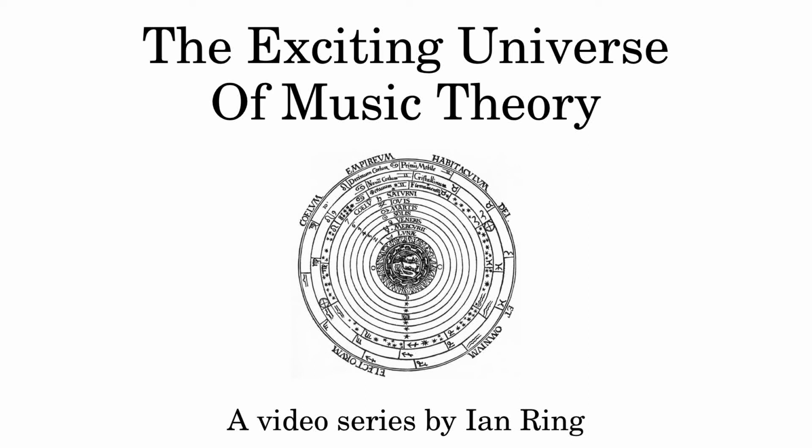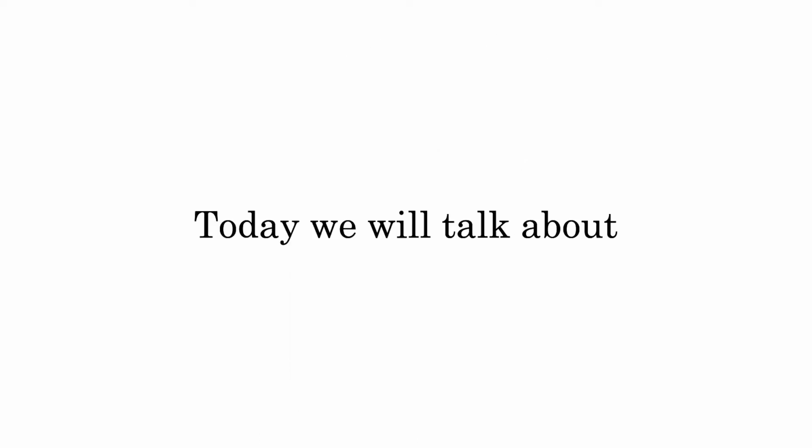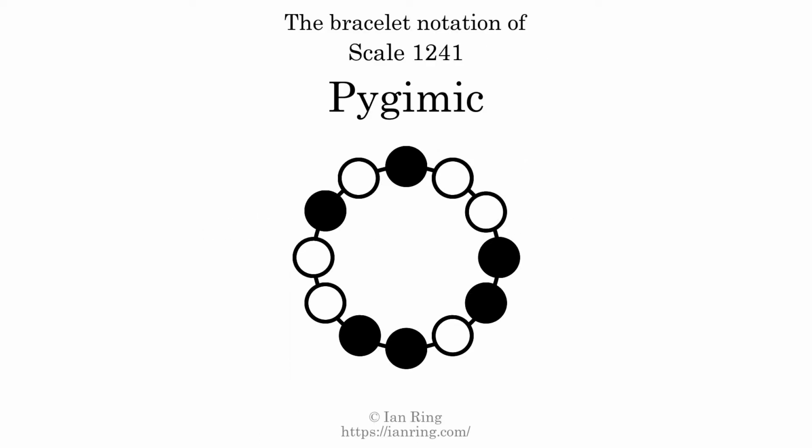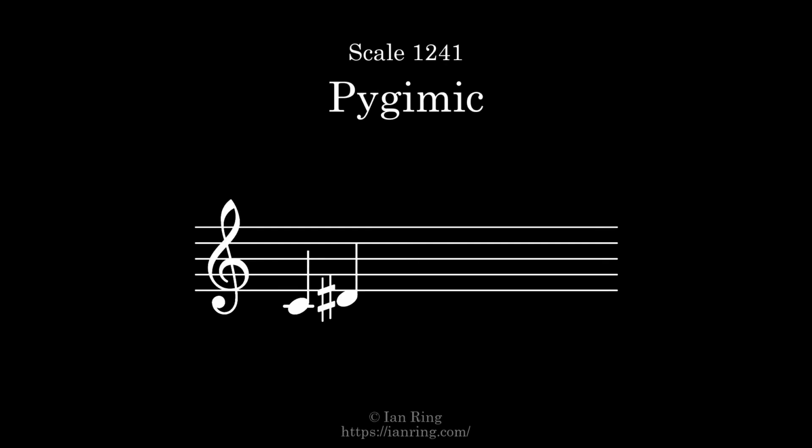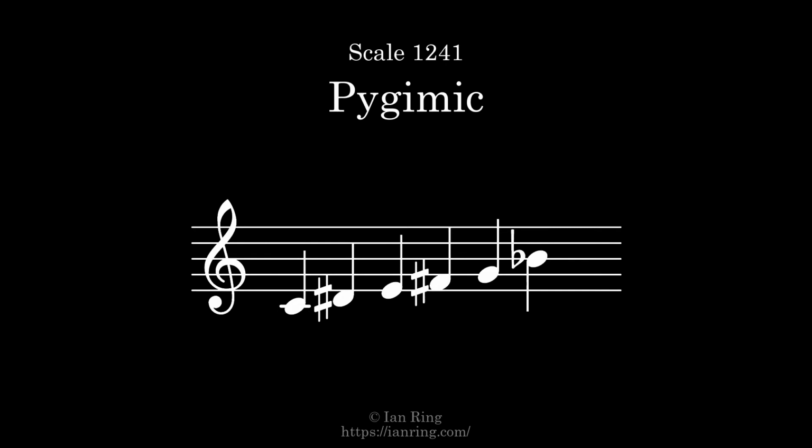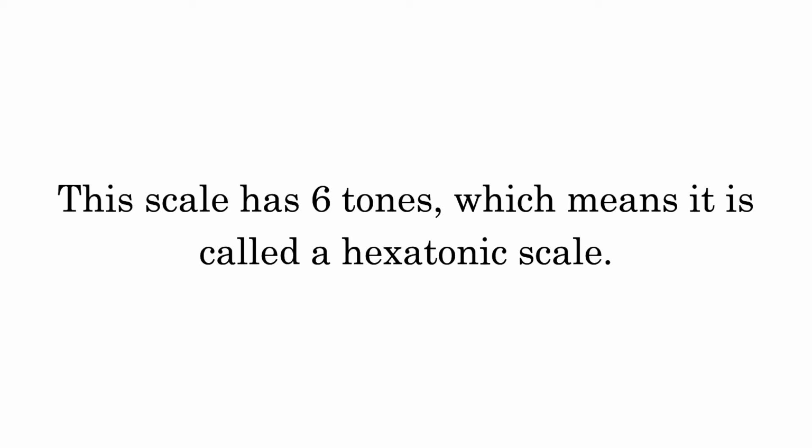Welcome to the exciting universe of music theory. Are you ready to learn? Then let's begin. Today we will talk about scale 1241, Pygimic, which sounds like this. This scale has 6 tones, which means it is called a hexatonic scale.